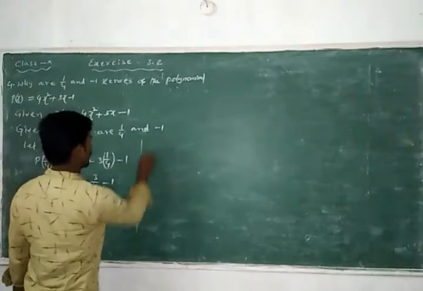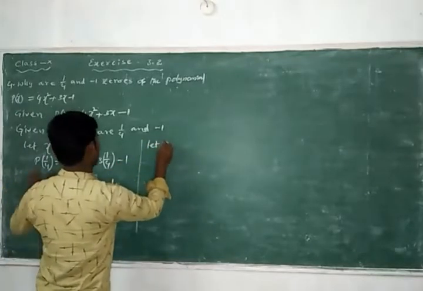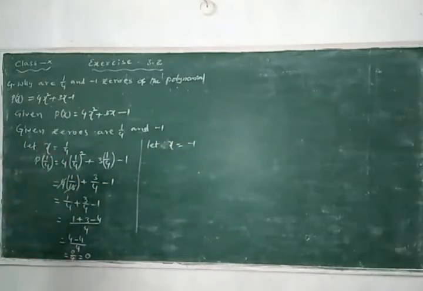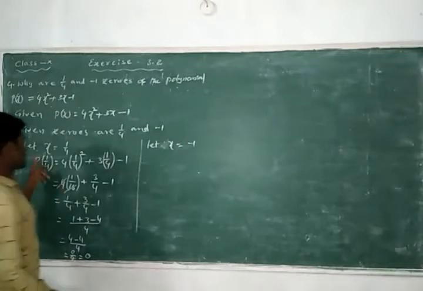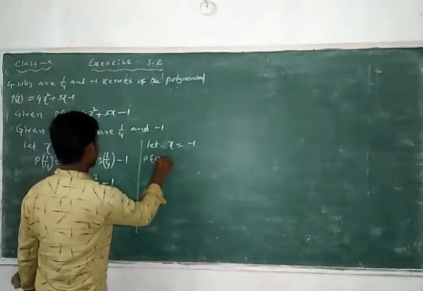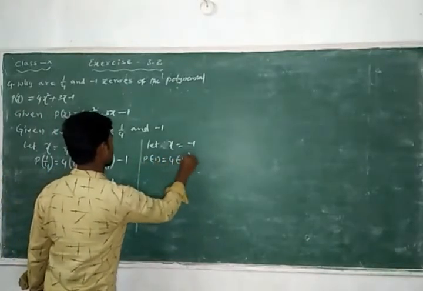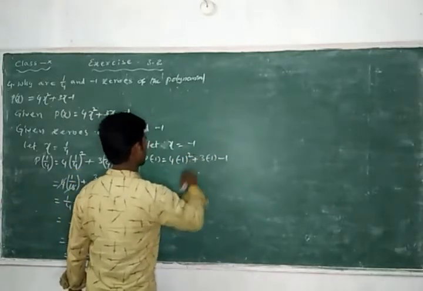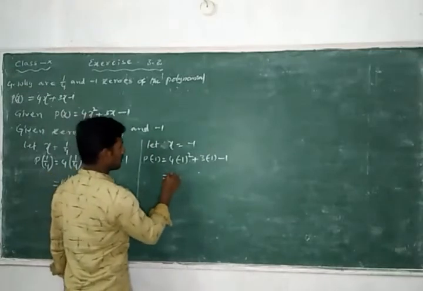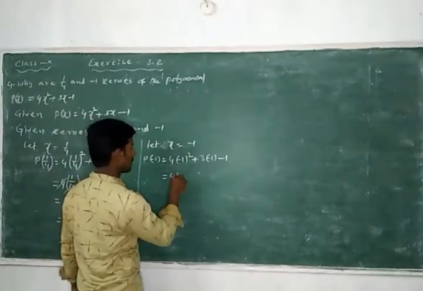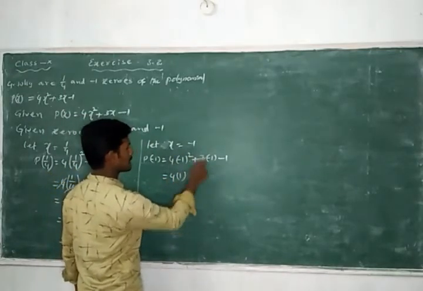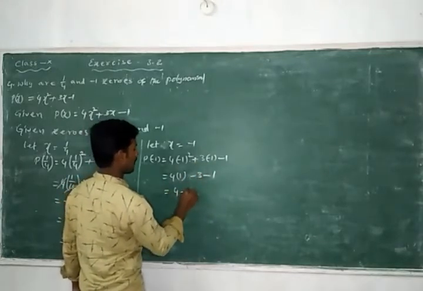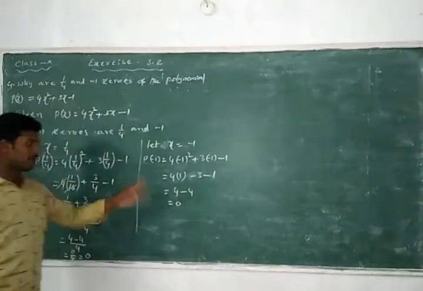Now let x is equal to minus 1. Here 0 came, that is why 1 by 4 is a zero of the polynomial. Next, x is equal to minus 1. Replace x by minus 1. P of minus 1 is equal to 4 into minus 1 whole square plus 3 into minus 1 minus 1. What is minus 1 whole square? Only 1. Plus 3 into minus 1 is minus 3, and minus 1. 4 ones are 4, minus 3, minus 1, minus 4 is equal to 0. P of minus 1 is also 0.